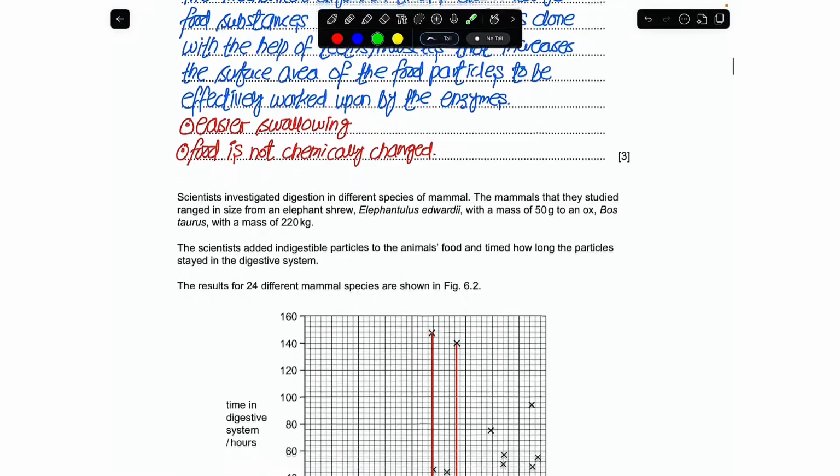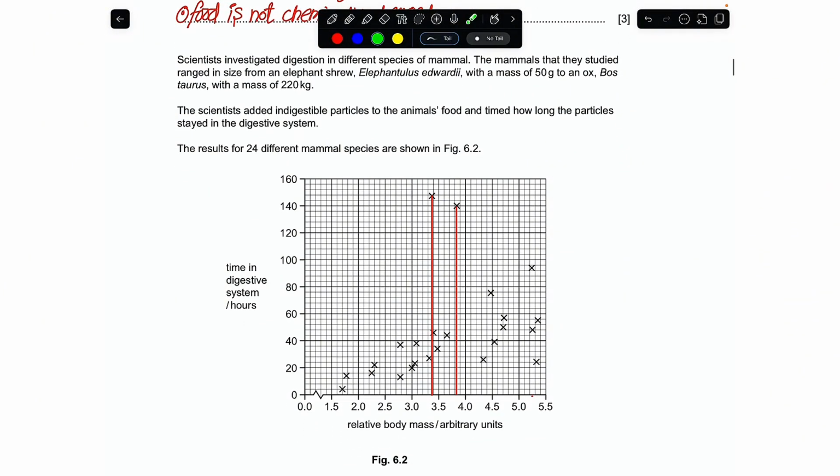If I were to move toward this part that we are given in terms of figure 6.2, let us see what the examiner has to tell us about this graph. What the scientists did was get different species of mammals, and in these different species of mammals, they are investigating digestion. And the animals which the scientists studied had a difference in their size.